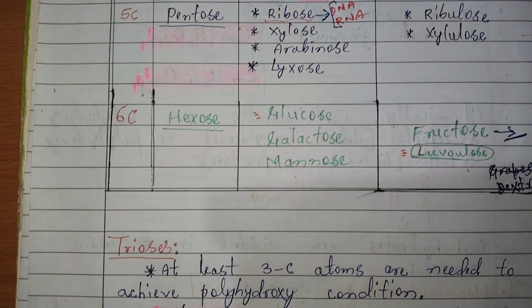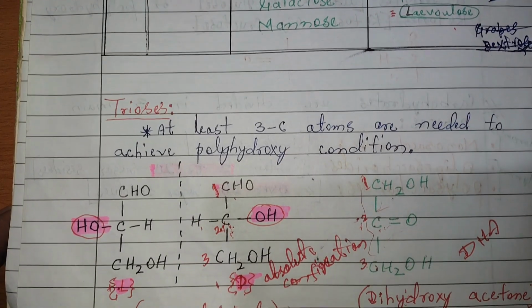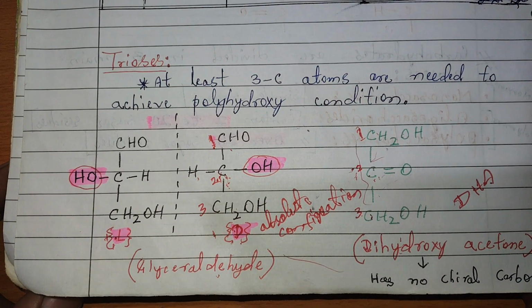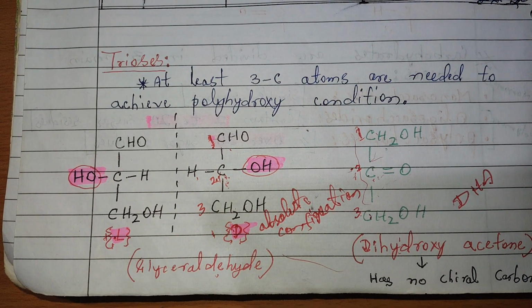Now we will discuss these monosaccharides one by one. Trioses. As we have already discussed, in order to achieve the polyhydroxy condition, a molecule should possess at least 3 carbon atoms. So our simplest monosaccharides are trioses. The aldehydic triose is glyceraldehyde, and the ketonic triose is dihydroxyacetone.